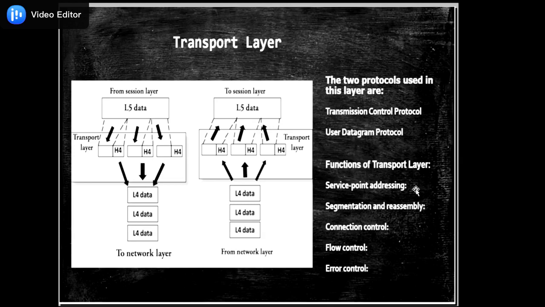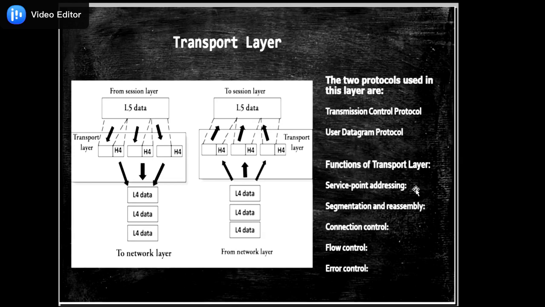Due to this reason, the transmission of data is from source to destination, not only from one computer to another computer but also from one process to another process. The transport layer adds a header containing the address known as a service point address or port address. The responsibility of the network layer is to transmit the data from one computer to another computer, and the responsibility of the transport layer is to transmit the message to the correct process.